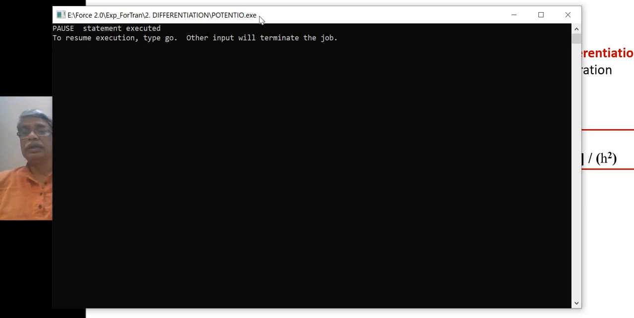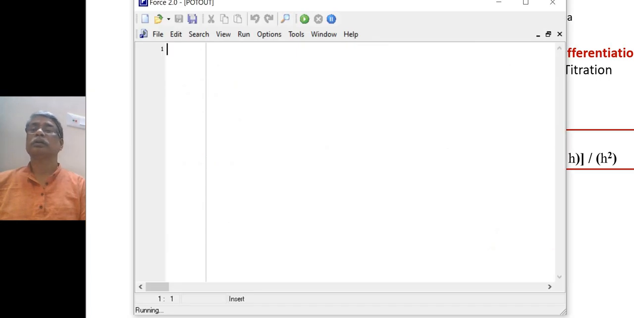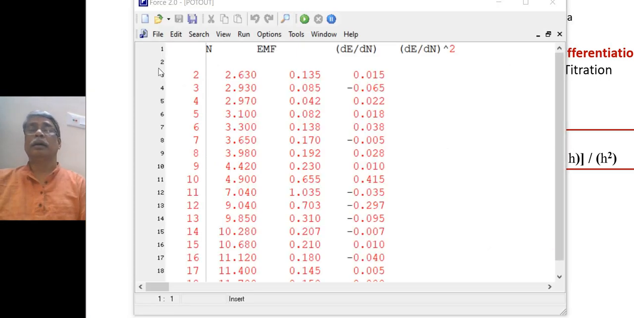But as I mentioned, the output that you can see is from another output file, and that is the Part-out file, as I have shown. So let me call the Part-out. That is the Part-out file. It has the number of drops, then the EMF as recorded from our experiments, and the derivative and the second derivative.